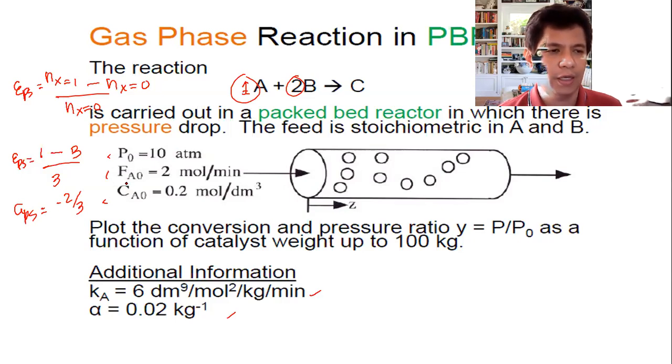Tapos, Polymath na. Just try to recall how to find the epsilon, which is usually the difficult part in PBR. And in some cases, how to find the CAO. Hindi na ito kasi given lang yung CAO dito. In some cases pag may inert, medyo mahirap din hanapin yung CAO. Okay? So let me share you my Polymath.